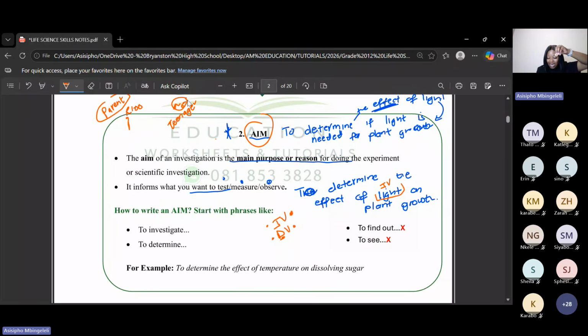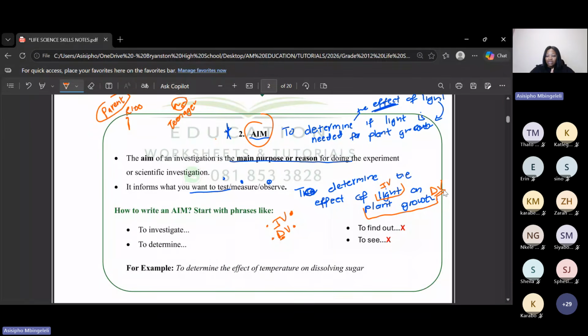On plant growth. Plant growth then becomes our dependent variable, because whether the plant manages to grow or not, me and you know about photosynthesis, right? So whether the plant is able to grow or not is dependent on the availability of light. If light is available, the plant will be able to grow. If light is not available or if light is not present, the plant will not be able to grow. So whether it grows or not in this particular investigation, it is dependent on the availability or absence of light.